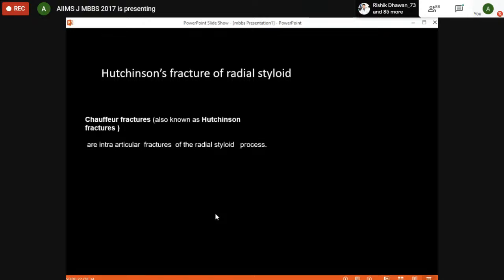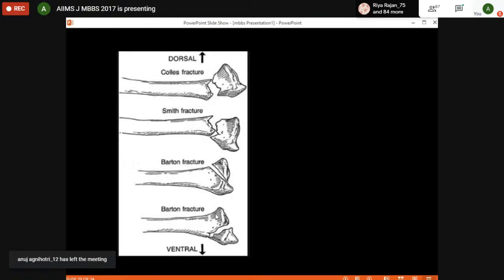Okay. So Hutchison's fracture of radial styloid, also known as Schoffer's fracture. So you can just make a note of this diagram. Colles fracture will have dorsal displacement, Smith fracture, volar displacement. Again, Barton fractures. So Barton fracture again will be dorsal Barton fracture and volar Barton fracture. These are the ones which have been given to you. And this is the radial styloid. If the fracture had been crossing through this part, we would have called it Schoffer's fracture, or sorry, Hutchison's fracture.